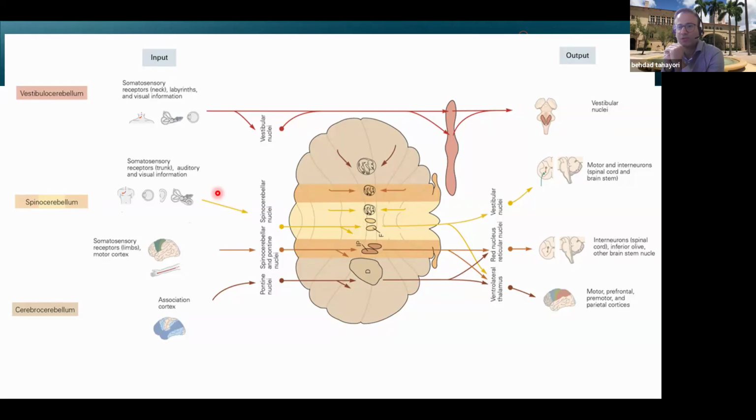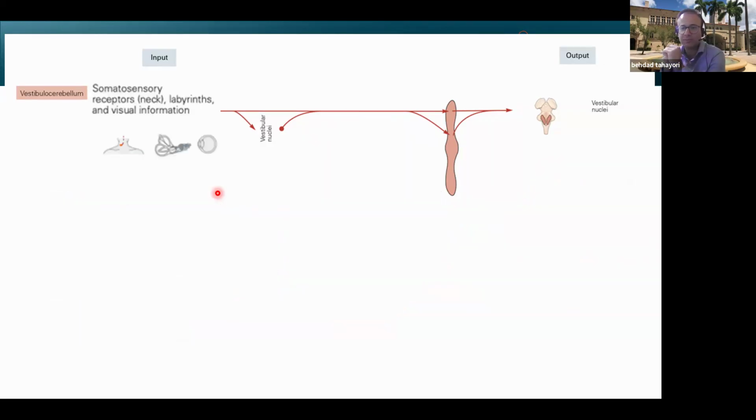We will start from the first one, the flocculonodular. To do that, I removed the rest of the cerebellum to make things a little bit clearer. And let's take a look at the flocculonodular lobe. That is what you see. This flocculonodulus, sometimes it is called the vestibulocerebellum, another name for the flocculonodulus.